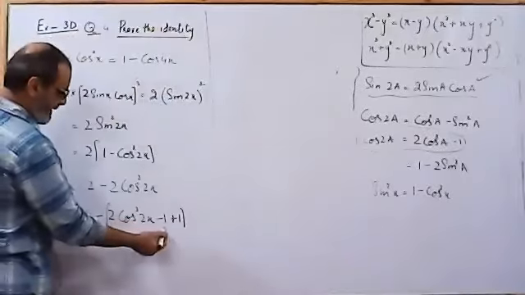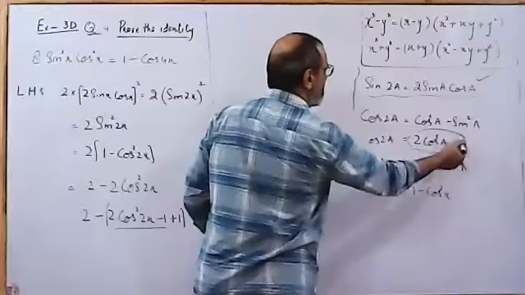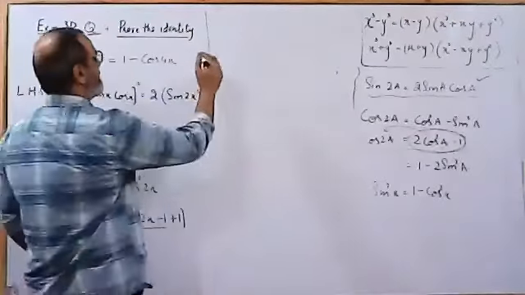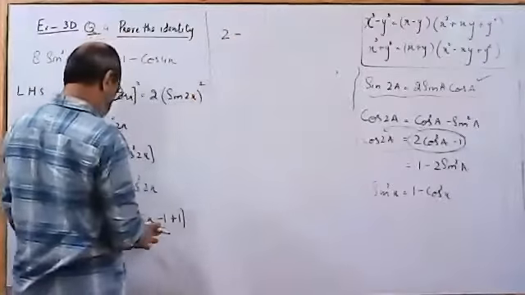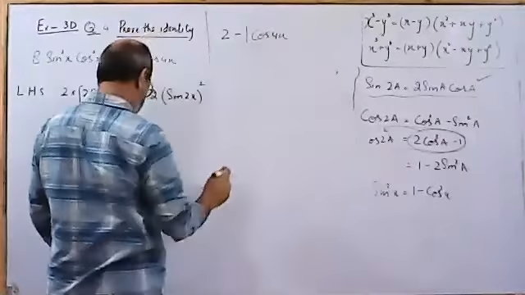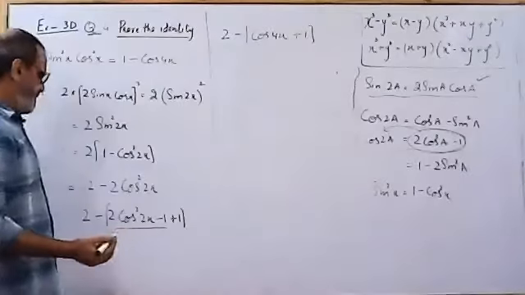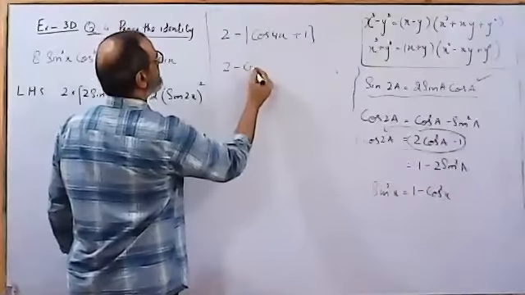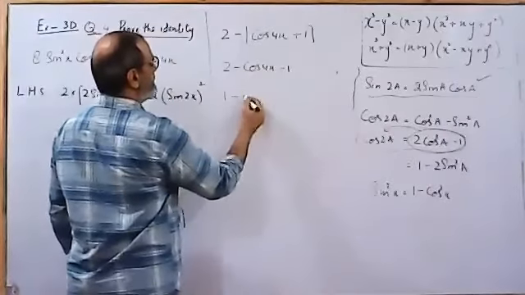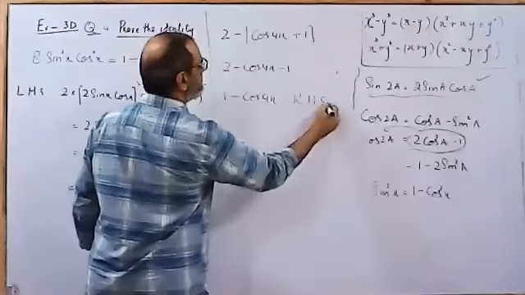2 cos square 2x minus 1. If I apply this identity on it, I have this form, and it can be changed into double angle. So double of 2x will be 4x. So I'm left with 2 minus cos 4x, and there is a plus 1. 2 minus cos 4x minus 1. So 2 minus 1 is 1, and we get 1 minus cos 4x, which is the right hand side.